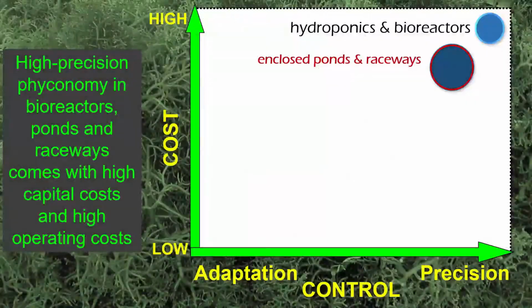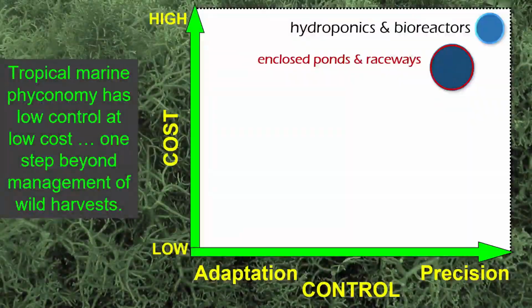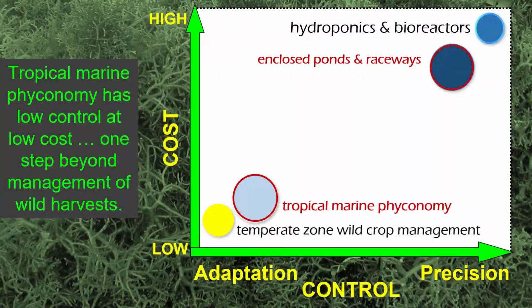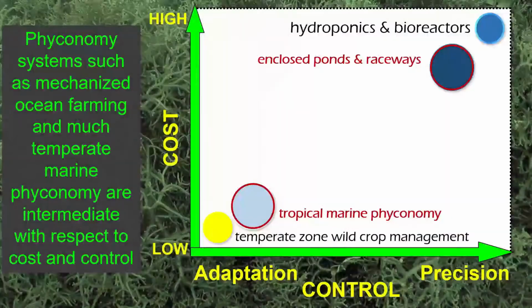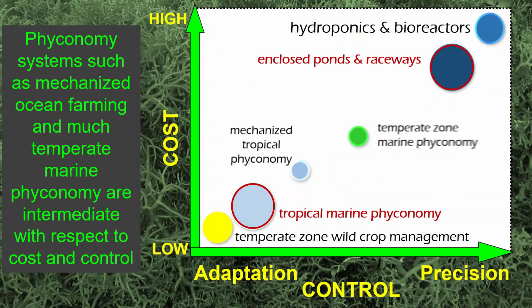High precision phyconomy in bioreactors, ponds, and raceways comes with high capital costs and high operating costs. Tropical marine phyconomy in ocean systems, for example, has low control at low cost, just one step beyond management of wild harvest. Phyconomy systems such as mechanized ocean farming and much temperate marine phyconomy are intermediate with respect to cost and control.